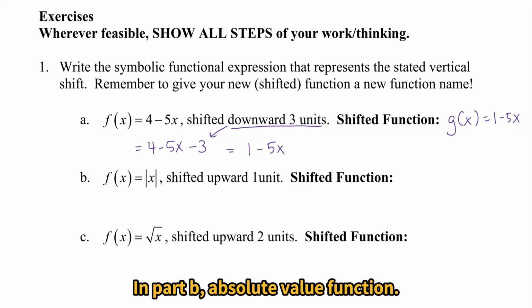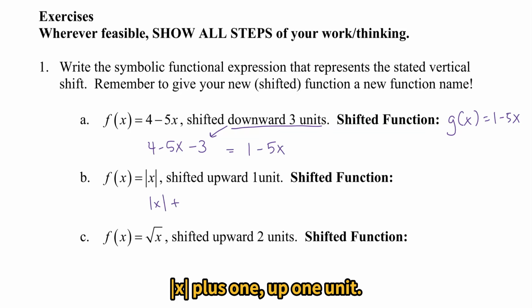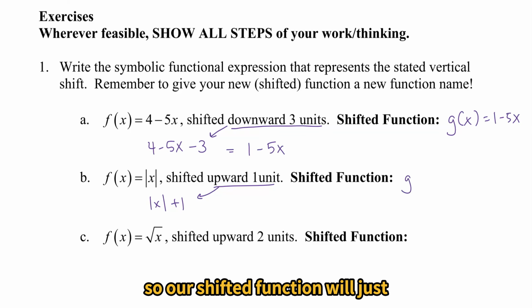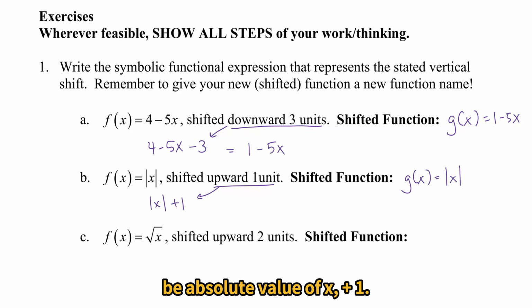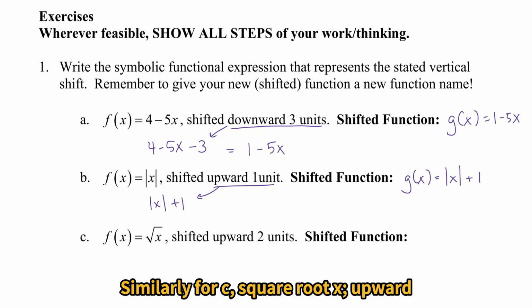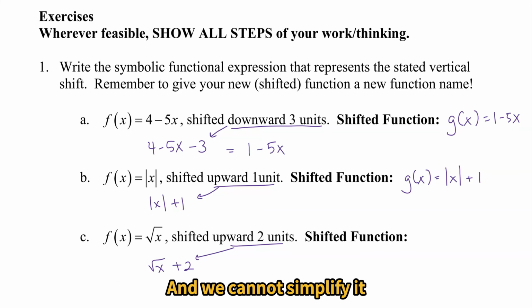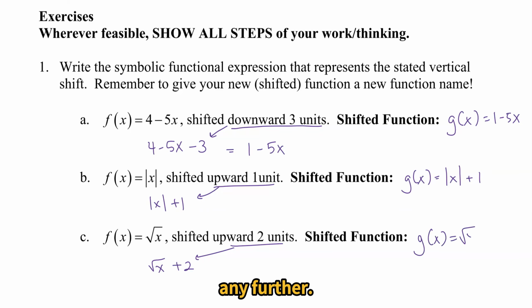In part B, absolute value function, we're shifting upward 1 unit. Absolute value of x, plus 1. Up 1 unit. And we really can't simplify this in any way, so our shifted function will just be absolute value of x plus 1. Similarly for C, square root of x, upward 2 units means we're going to add 2 on the end, and we cannot simplify it any further.